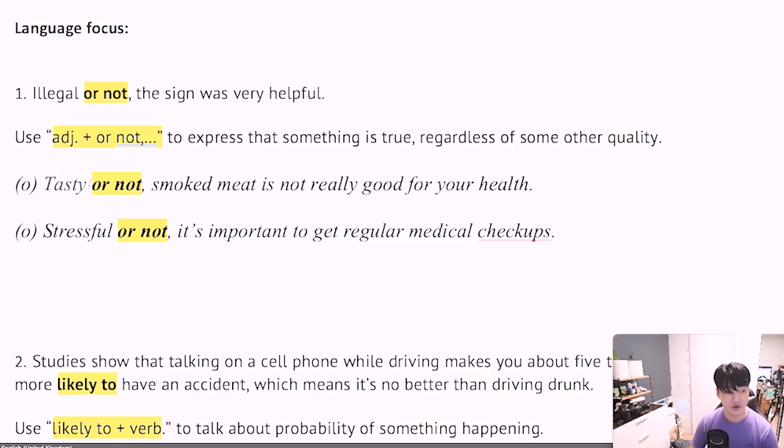So our first example says, tasty or not, smoked meat is not really good for your health. Is that true? I love smoked meat. I hope that's not true. I love smoked meat. Smoked meat is delicious.